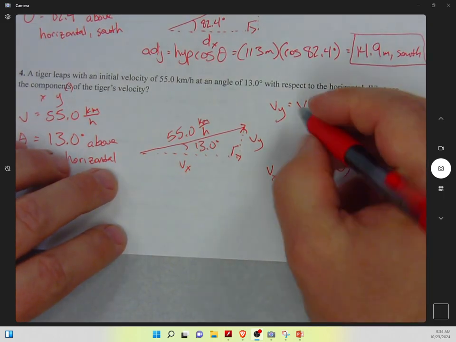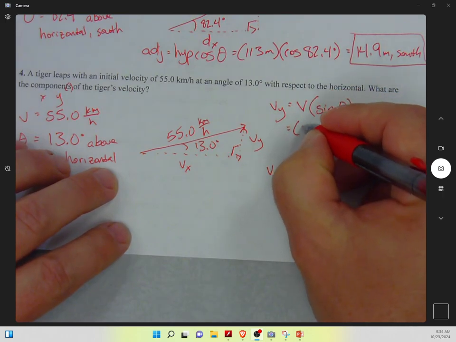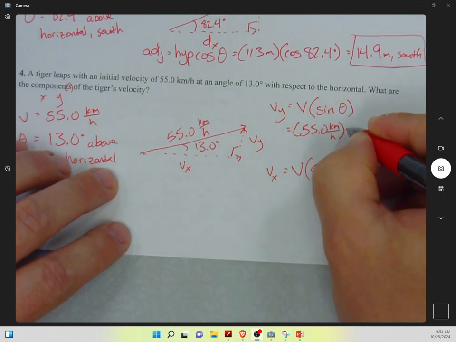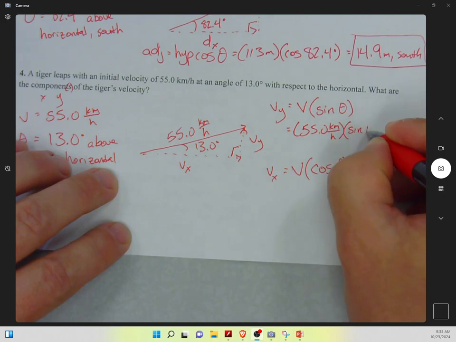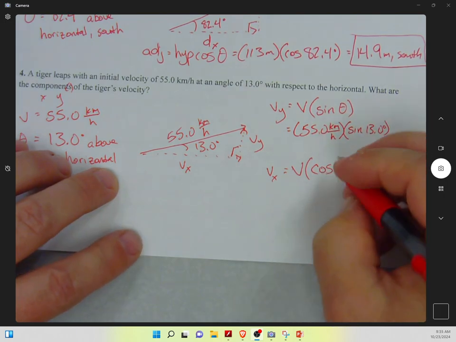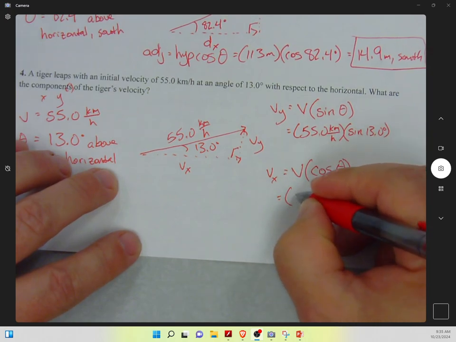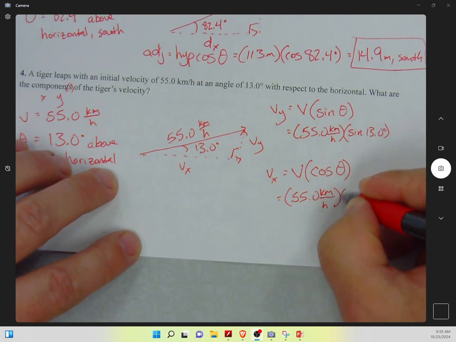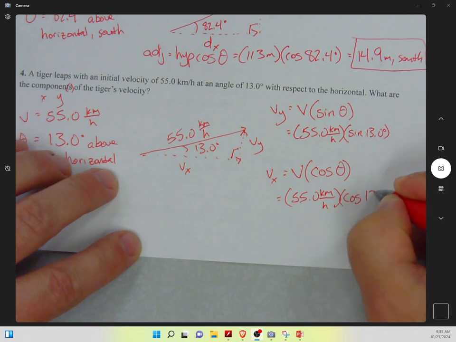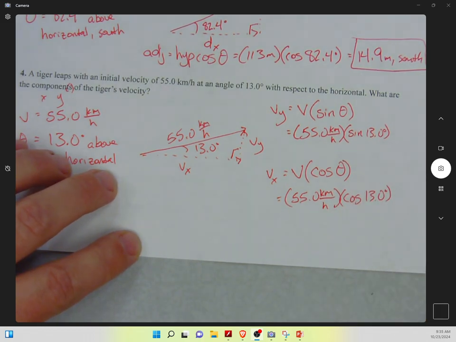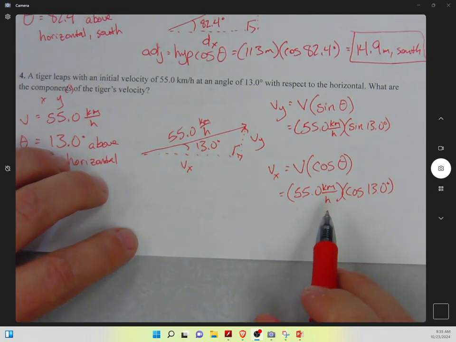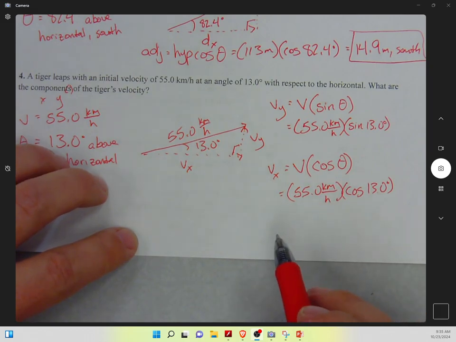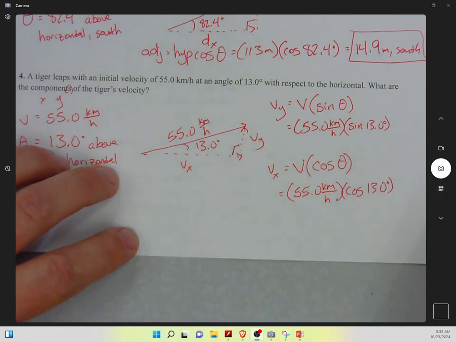So when I actually plug this stuff in, I have 55 kilometers per hour multiplied by the sine of 13, and then I would have 55 kilometers per hour multiplied by the cosine of 13. You guys notice how the setup for each of these calculations are almost identical? The only difference is using sine or cosine. Right? That's how simple this gets.